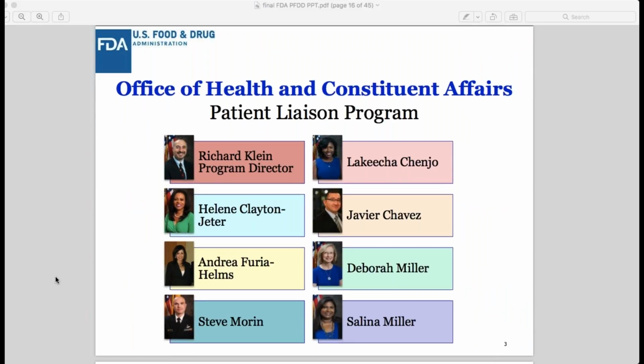So our office, the Office of Health and Constituent Affairs, resides within the Office of the Commissioner and has been involved in patient engagement since the 90s during the HIV epidemic. We had started the agency's Patient Representative program at the time, and I'll discuss a little bit more about the program in the next couple of slides. So the office is segmented into two teams. We have the health professional team and the patient team. And on the patient team, which is where I am, we have 8 team members led by Richard Klein, and each of us have designated areas to cover in terms of stakeholder engagement. I've had the privilege of covering neurological issues for some time. Next slide.